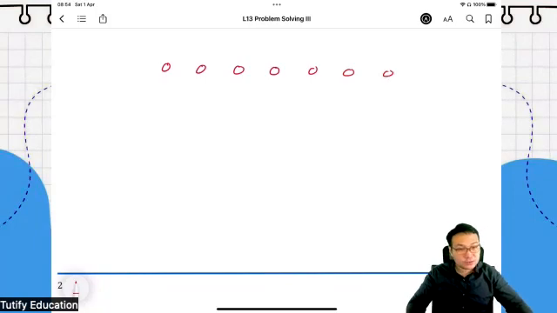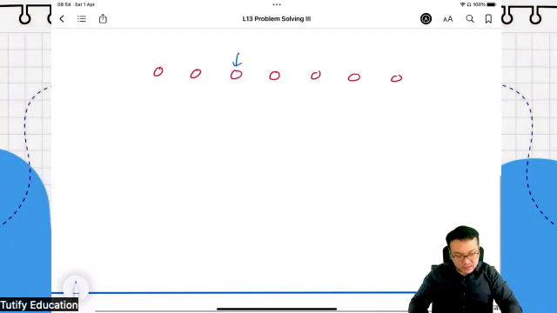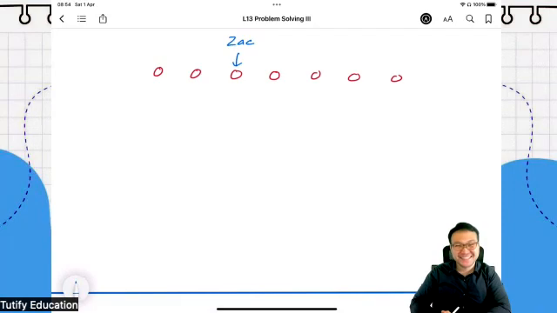Zachary, come, let me ask you. How many people are standing in the line? How many people are standing in the queue here? 7. Yeah, 7 people. Now let's just take a look at this guy. His name is Zach. So Zachary, if you count from the front, which position is Zach?